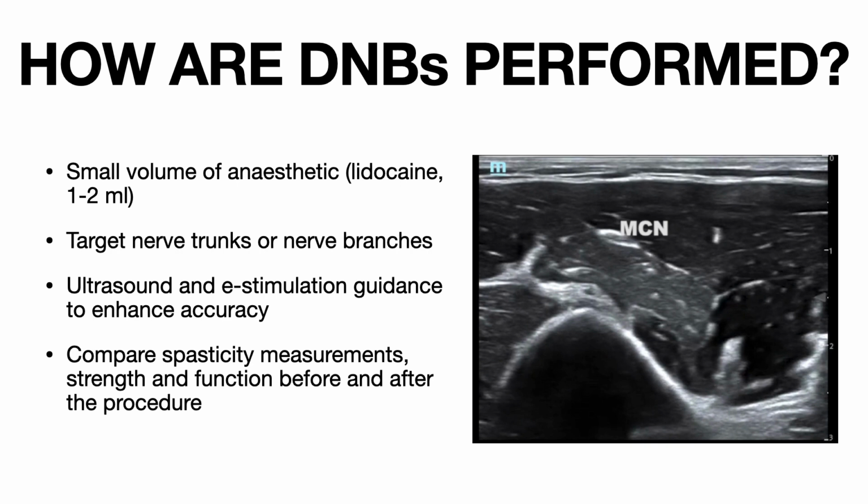We can target different parts of the nerve. We can target the nerve trunks. The benefit of that is that we could potentially block numerous muscles at once to see the impact on function. Or we can be more selective and block the nerve more distally as it branches into the individual muscles.